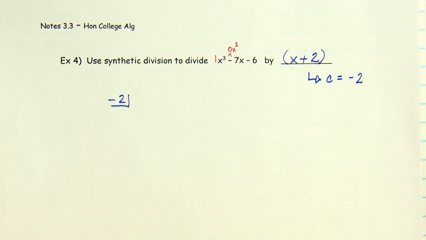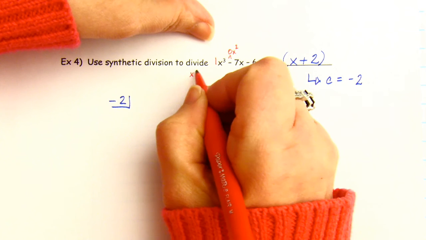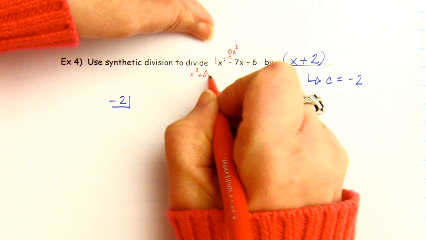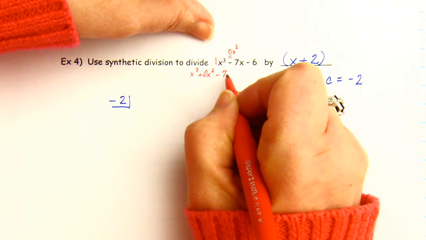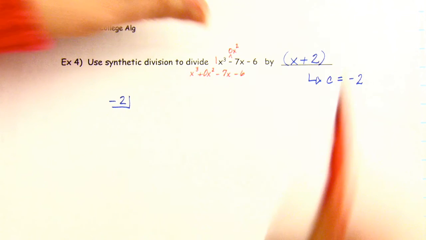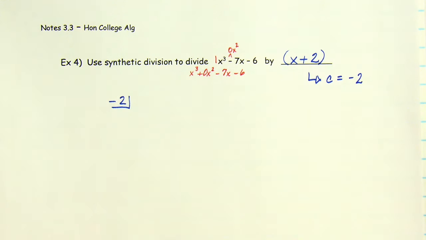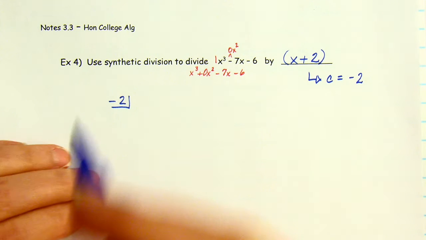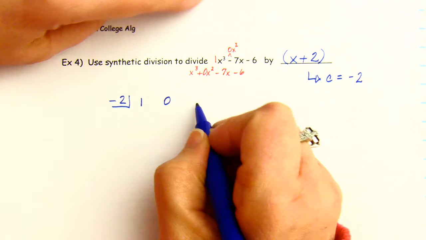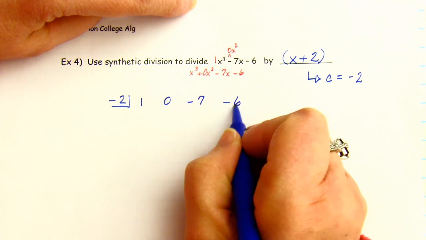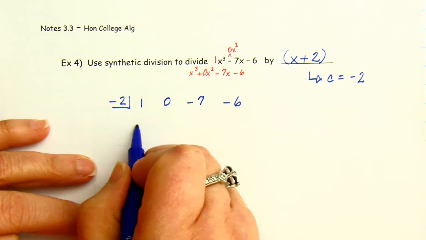Okay, you might want to rewrite it right underneath, like x cubed plus 0x squared, so you can see a little better so you don't mess these up. Okay, so I've got my third power, second power, first power, no power. Coefficients are 1 and then 0, -7, -6. So you'll mess the whole problem up if you don't remember to put the 0 placeholder in there.